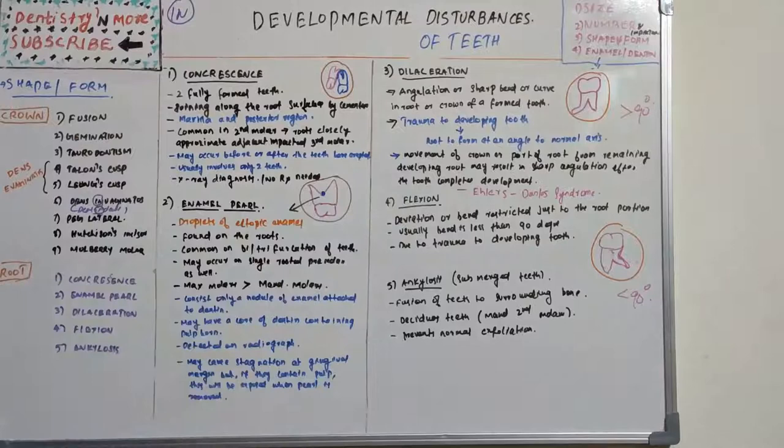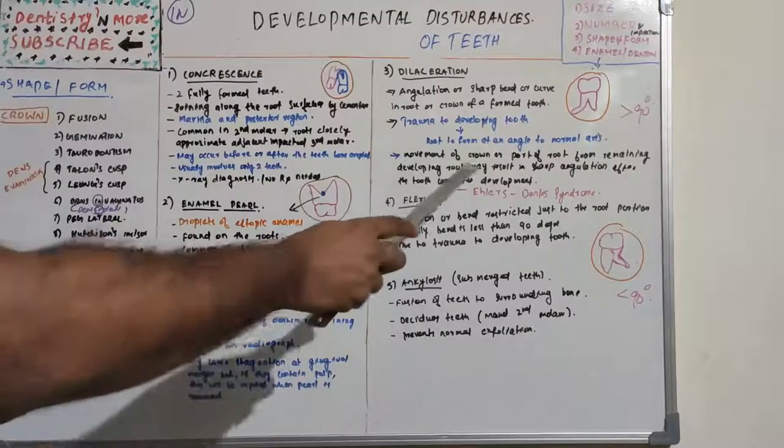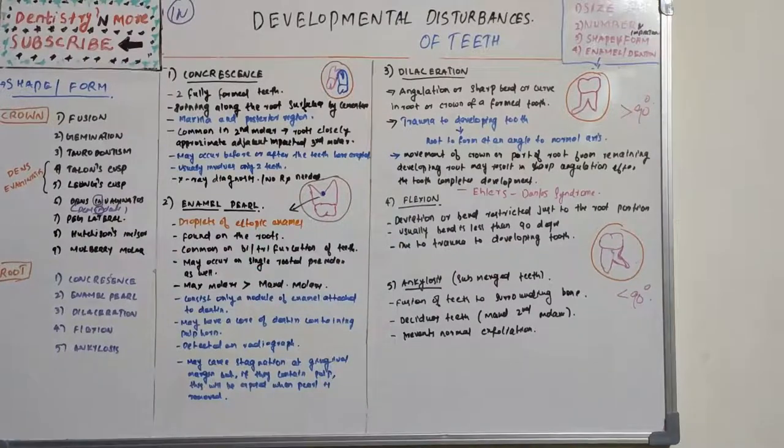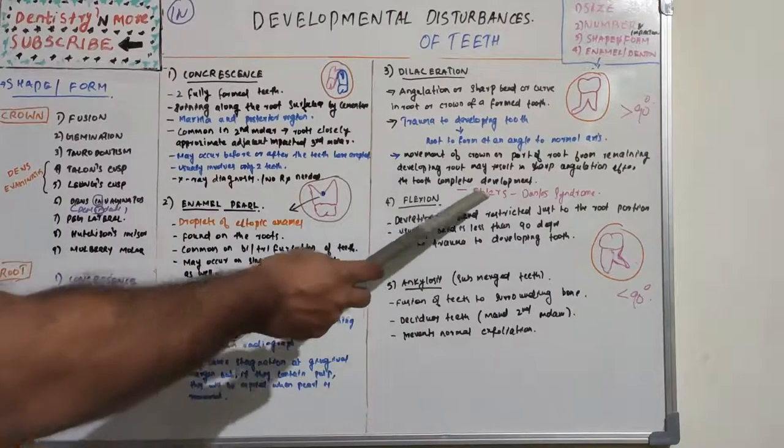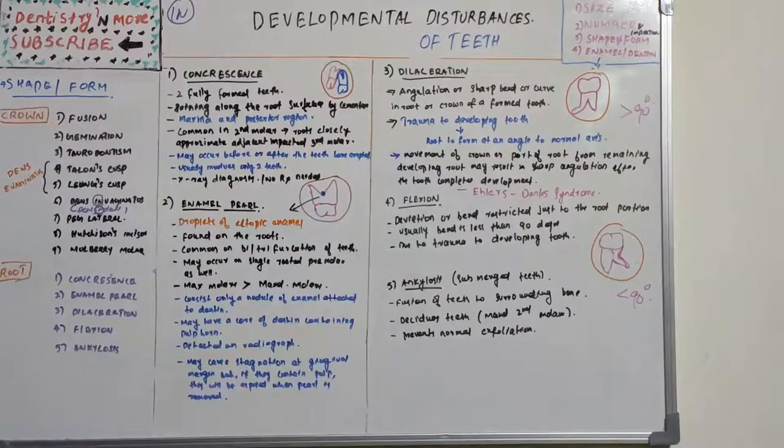There is movement of the crown or part of the root from the remaining developing root, which results in a sharp angulation after the tooth completes its development. So this particular trauma will cause the root to form at an angle compared to the normal axis. It is commonly seen in a syndrome known as Ehlers-Danlos syndrome. Ehlers-Danlos syndrome is associated with dilaceration.